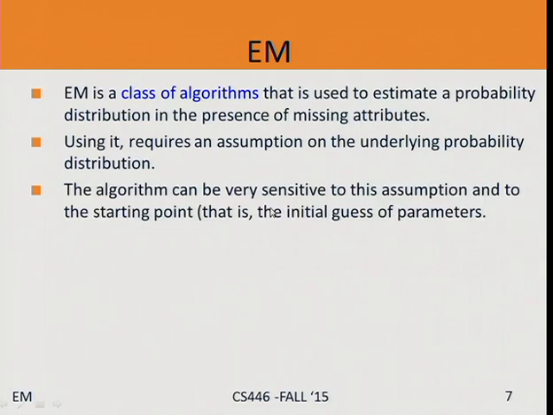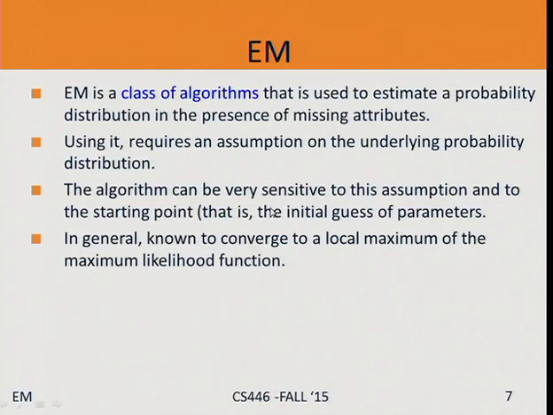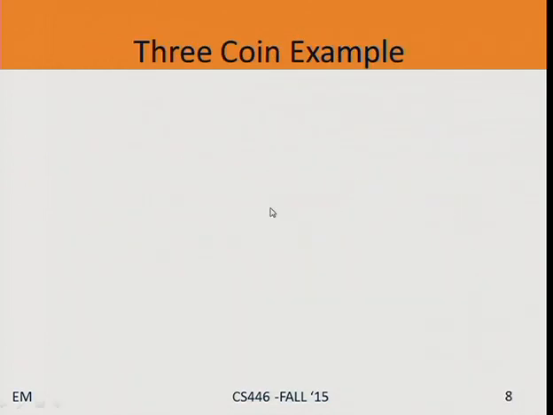Using it requires an assumption on the underlying probability distribution because we need to know how to estimate P of N, P of V, P of X7 given V, and so on. And it turns out that the algorithm is really sensitive to these assumptions. If the assumption is good, the algorithm is very, very good. If it's not so good, the algorithm is not going to do so well. But the important thing is that in general, it's known to converge to a local maximum of the maximum likelihood function, which means you may want to start it multiple times until you get something.